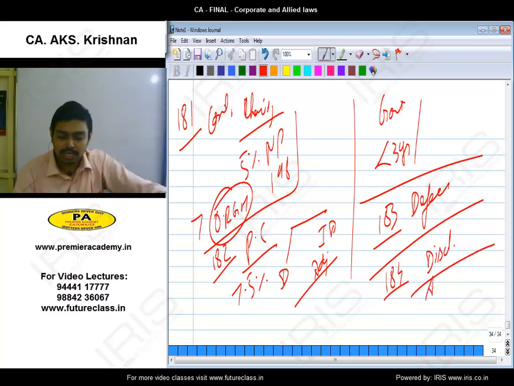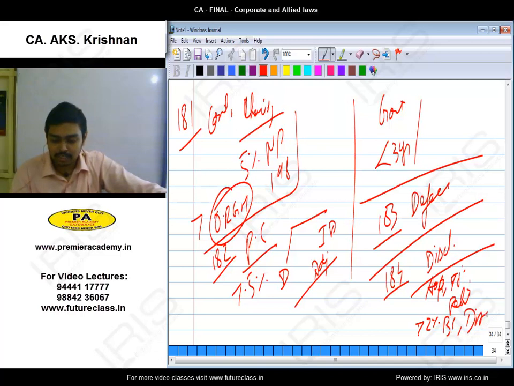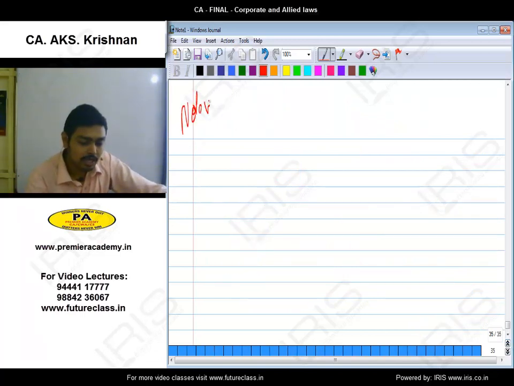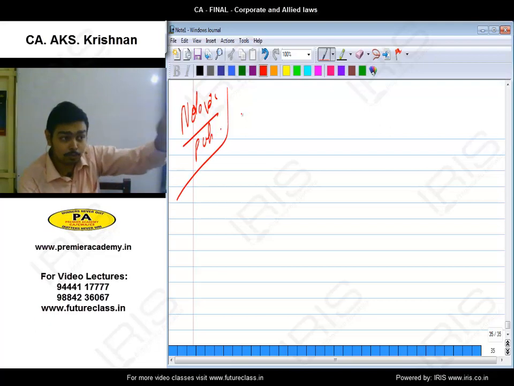What should you disclose? If he is a member of an AOP or BOI, a firm in which he is a partner, and his relative, or he holds more than 2% voting in a body corporate, or is a director in any company. So if I am a director, all these things will be disclosed. And after disclosure, you should not vote. This is in case of a public limited company. For a private limited company, you can vote. And even if two directors put together have more than 2%, they cannot vote together.